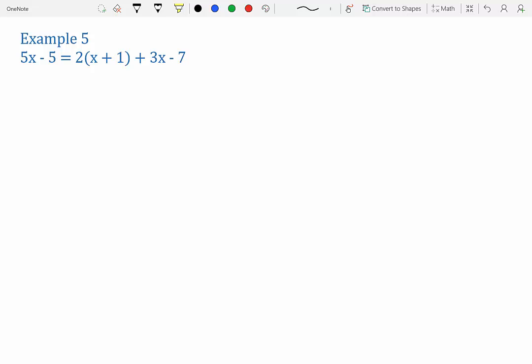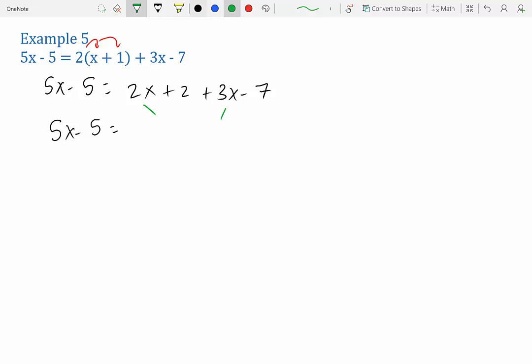Now example 5. Anytime we see those parentheses, we absolutely need to distribute. So we have 5x minus 5 equals 2 times x is 2x, 2 times 1 is 2, plus 3x minus 7. You see this right side, we have a bunch of stuff there. Let's combine like terms where we can. 2x and 3x is 5x. 2 and negative 7 is negative 5.